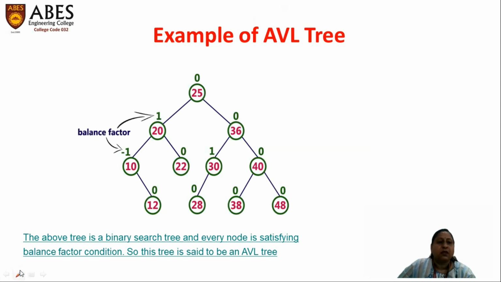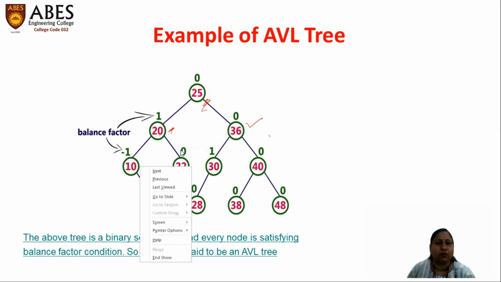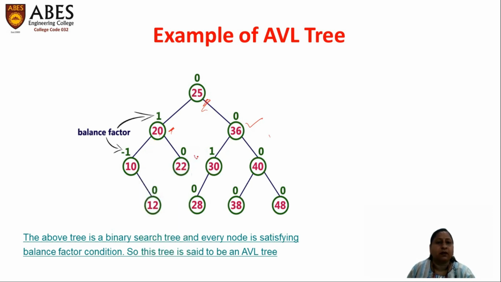Let's check whether it is an AVL tree or not. See, a tree is given, but it is a BST. How is it a BST? At the top, we have the root node, that is 25. The left node has a lesser value, and the right node has a greater value than the root, that is 36. Here again, let's see 20. If 20 is the root, then 10 is the left node, which is a lesser value, while 22, the right node, is the greater value. So this tree is said to be a BST.